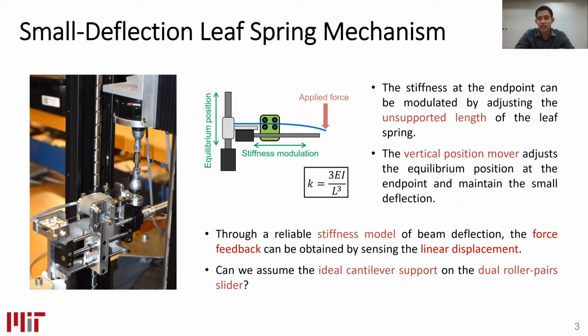In the basic stiffness model shown here, the stiffness K is related to the unsupported length L by the modulus of elasticity E and the second moment of area. But can we apply this model to our prototype shown on the left? In our prototype, the stiffness adjuster uses a dual roller pair slider. It means we have an offset between the first and the second pairs of rollers. What is going to happen if the spring has some deflection slope between the rollers?